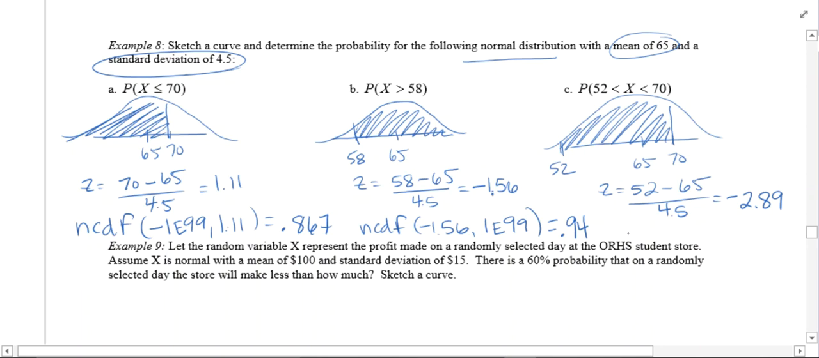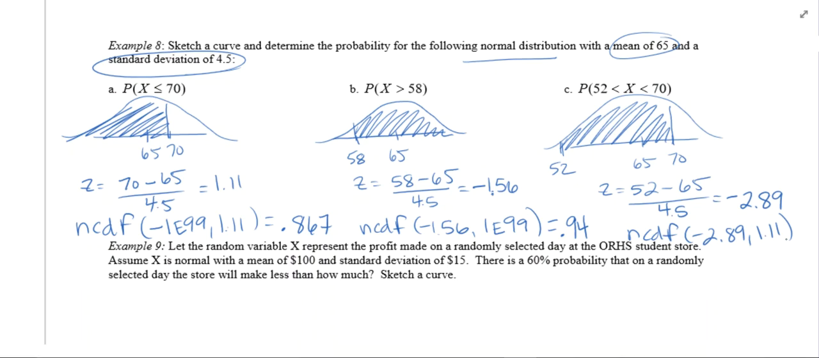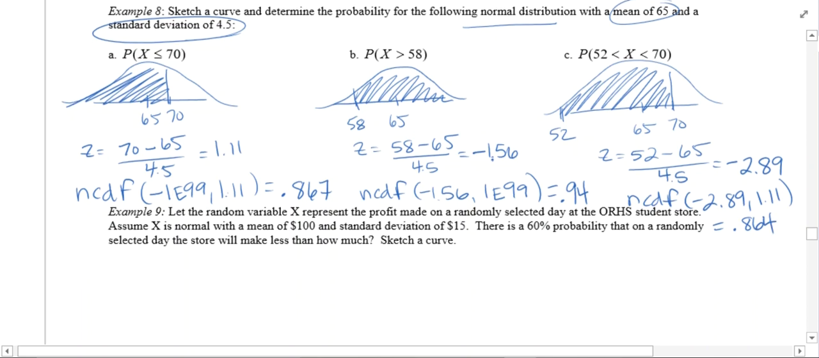All right, so our normal CDF, we're going in between two z-scores. So we're going to go from negative 2.89 up to 70 had a z-score back in part A of 1.11. Okay, so we're going to do normal CDF in between those two. So if you use more decimal places, your numbers can be slightly different, but it should be close to like 0.864, 0.865, something like that, okay?